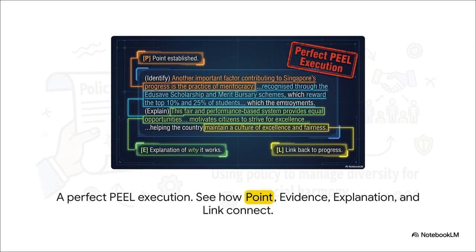And this is what it looks like when it's done perfectly. See how it flows? The point about meritocracy is made right at the start. Then, the evidence, specific EduSave schemes, is brought in to back it up. The explanation shows why this system motivates people. And finally, the link connects it all back to the country's progress. That is how you write a high-scoring paragraph.